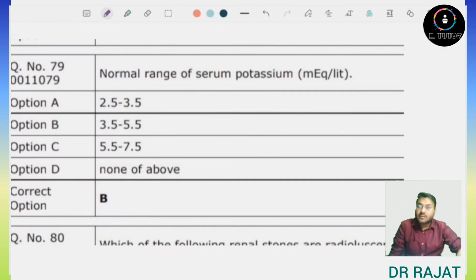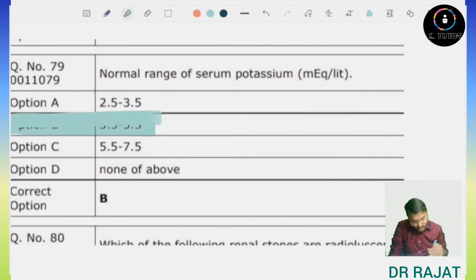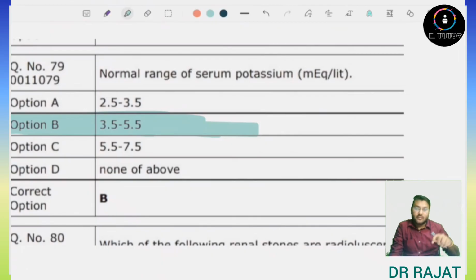Next question is normal range of serum potassium in milliequivalent per liter. So this is again a direct question. It is 3.5 to 5.5. Less than 3.5 is hypokalemia and greater than 5.5 is hyperkalemia.